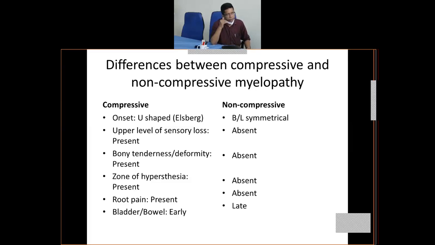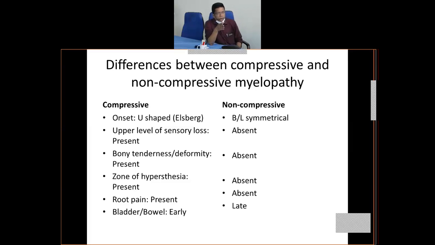Then in case of compressive, you will get a typical upper level of sensory loss. You will get bony tenderness, deformity, a zone of hyperesthesia, root pain, and early bladder and bowel involvement. In case of non-compressive, it will be bilateral and symmetrical, and you will not get the zone of hyperesthesia, bony tenderness, or root pain, and bladder and bowel involvement is normally late. These are all except in acute transverse myelitis, where a non-compressive lesion behaves like a compressive lesion.